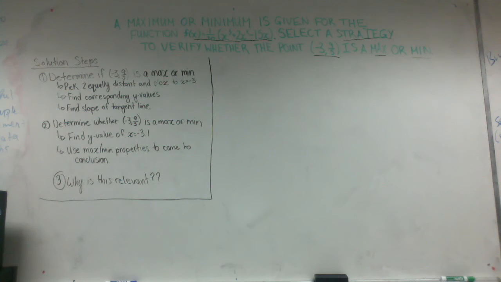Here it is. A maximum or minimum is given for the following function. F at x equals 1 over 20 times x to the 3 plus 2x squared minus 15x. Select a strategy to verify whether the point -3, 9 over 5 is a maximum or minimum.